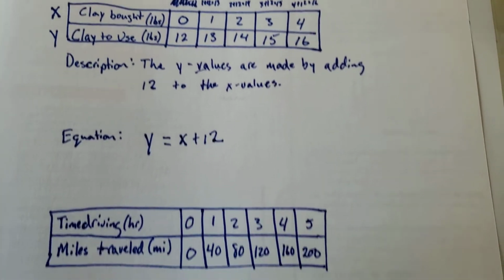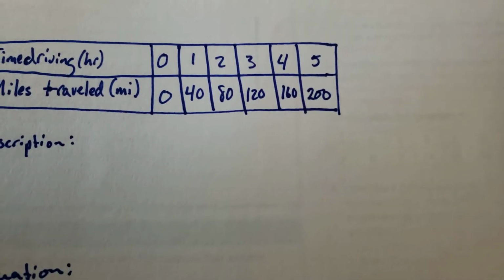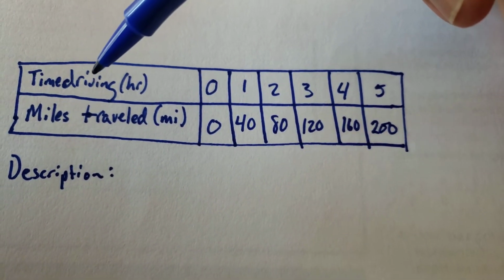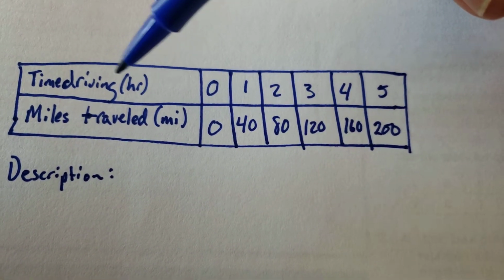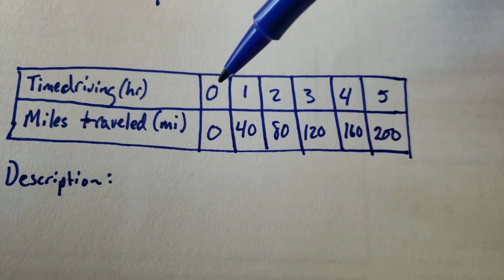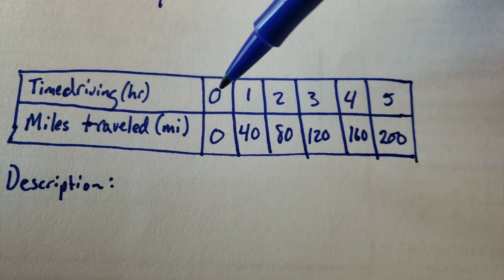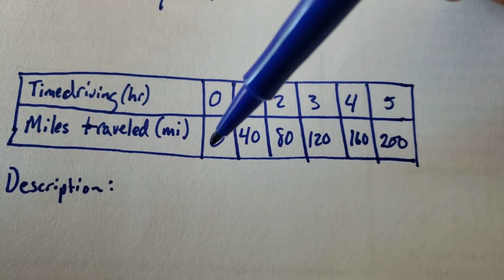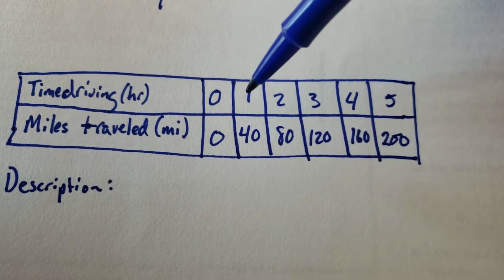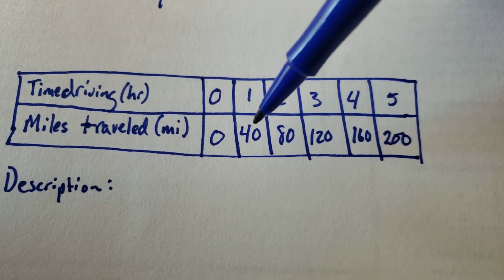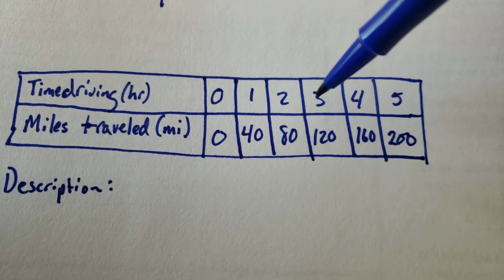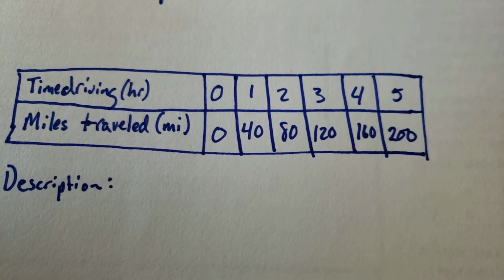But sometimes our relationships are not adding. So let's look at this one. In this one, we're looking at time that you're driving in hours compared to the miles that you travel. So if I'm driving for 0 hours, I go 0 miles. But if I change the time driving to 1 hour, now I've driven 40 miles. If I drive for 2 hours, 80 miles, 3 hours, 120 miles.